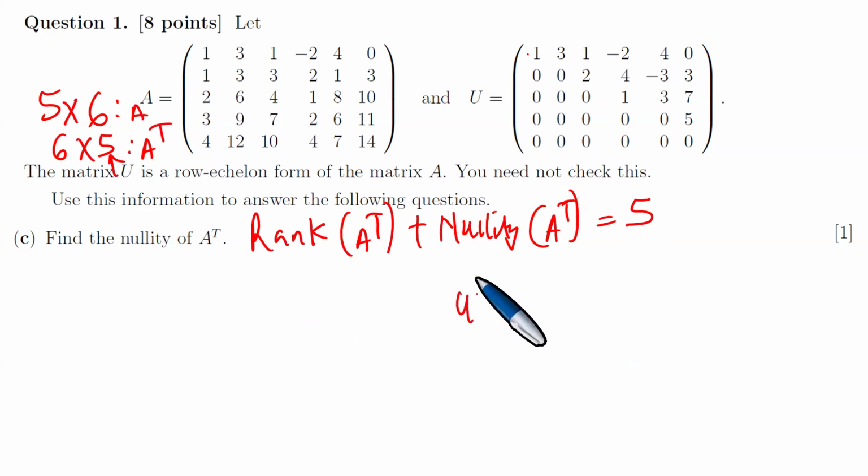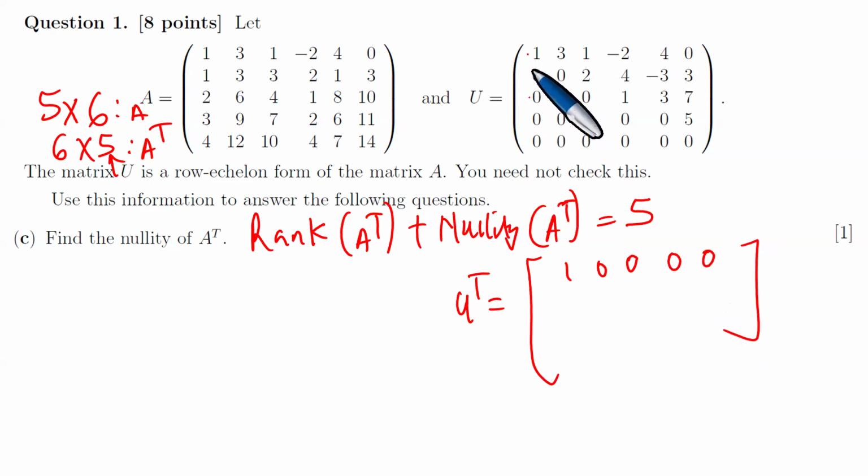Let's write it down here. If you look at U transpose, we're just experimenting anyhow. This column becomes a row, and this column also becomes a row. We have 2, 4.